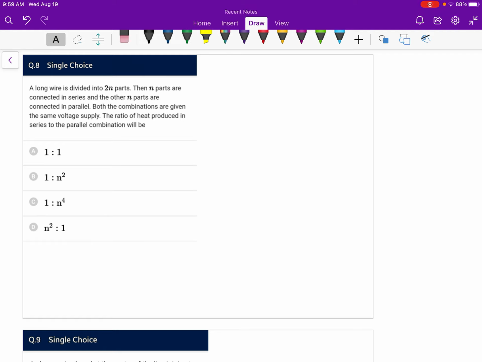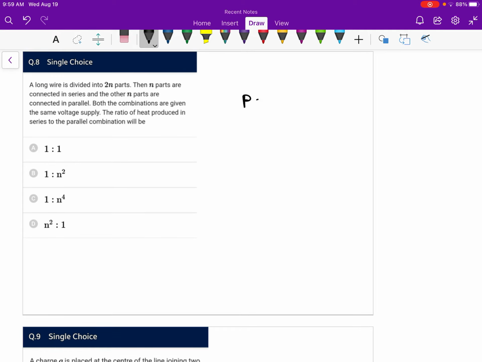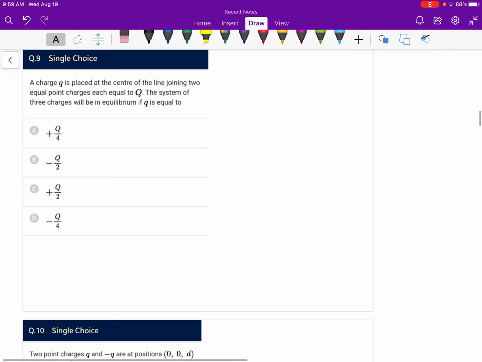A long wire is divided into 2n parts. n parts are connected in series, n parts are connected in parallel. Both the combinations are given the same voltage supply. So divide into 2n equal parts, and say the resistance of one part is R. Power is V square by R, proportional to 1 upon R. So P series upon P parallel is R parallel upon R series. R parallel is R by n and R series is nR. So this is 1 upon n square. So B is the correct option.